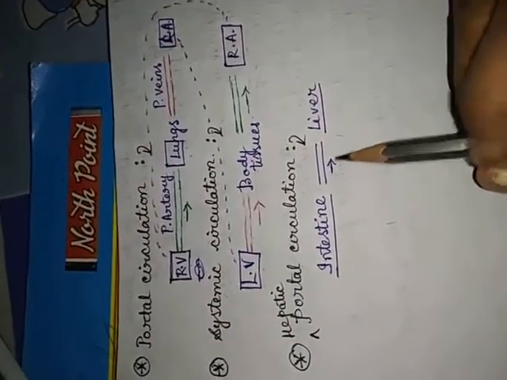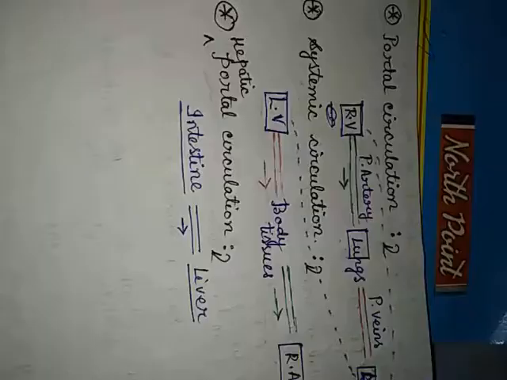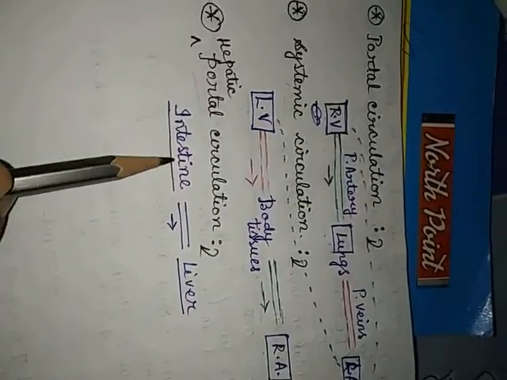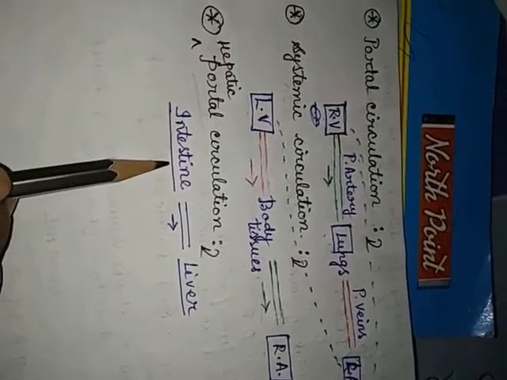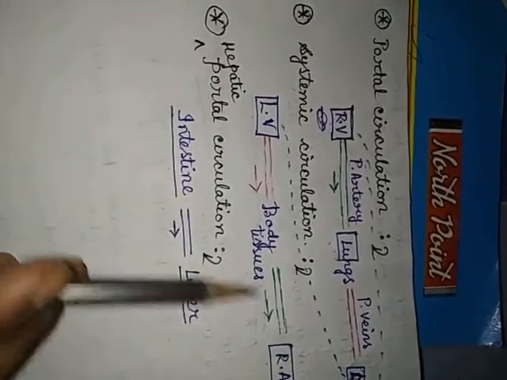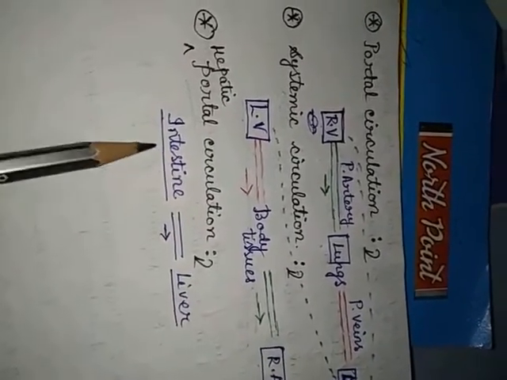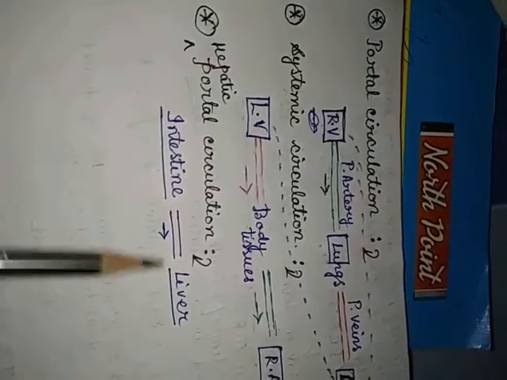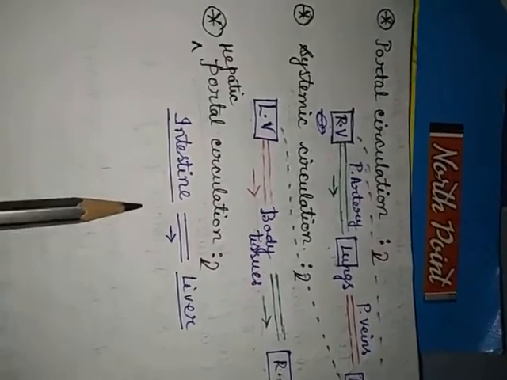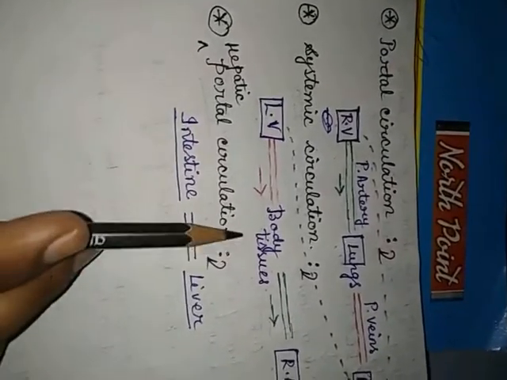Another is the hepatic portal circulation, means blood is carried from the intestine to the liver before the blood is delivered into systemic circulation, means the blood from the intestine is carried to the liver before it is delivered to systemic circulation.